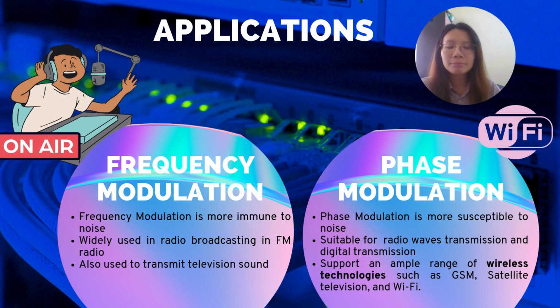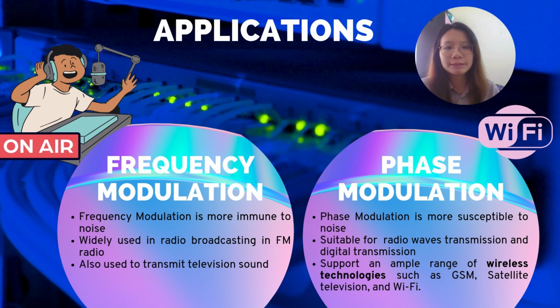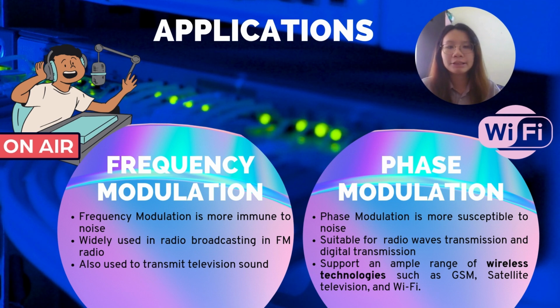So next, we will come to the application part. FM is more immune to noise. It is widely used in FM radio and also to transmit television sound. On the other hand, phase modulation is more susceptible to noise. It is suitable for radio wave and digital transmission. It also supports an ample range of wireless technologies.